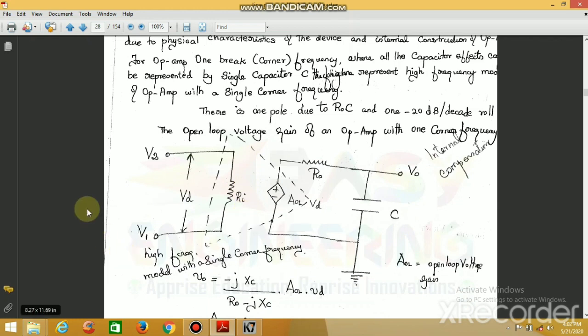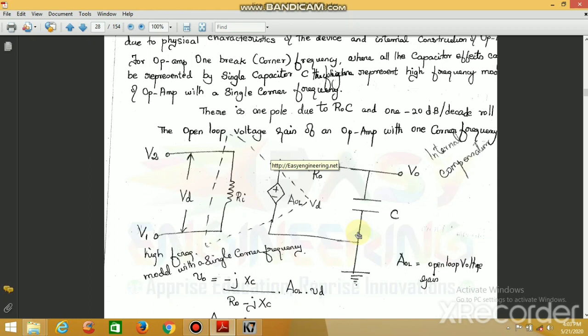We can see the general circuit of the op amp, where you see the two inputs V1 and V2, and VD is the difference between V1 and V2, RI is the input impedance, and AOL is the open loop gain. This open loop gain must be infinite, and when we express it in decibels, it will be around 90 dB. Because of this capacitance, R0 and C constitute a pole, and because of this pole there will be a 20 dB per decade decay.